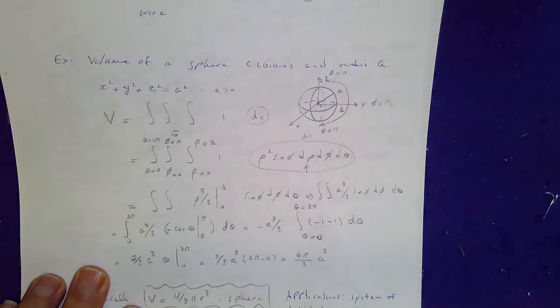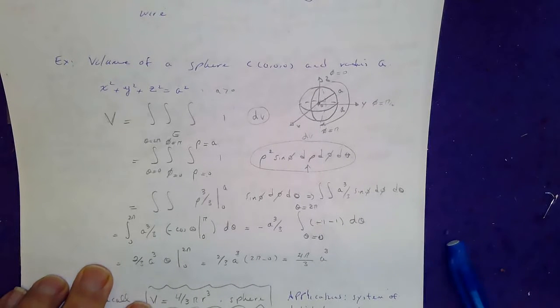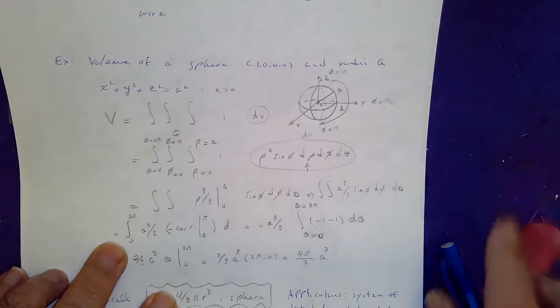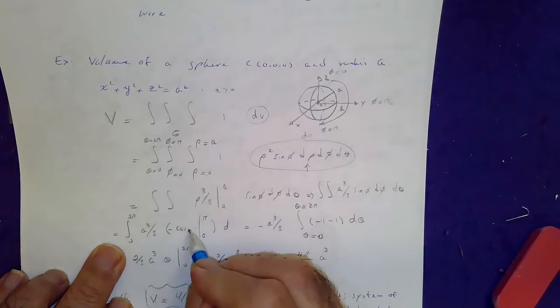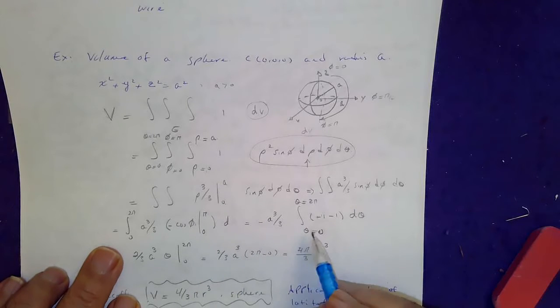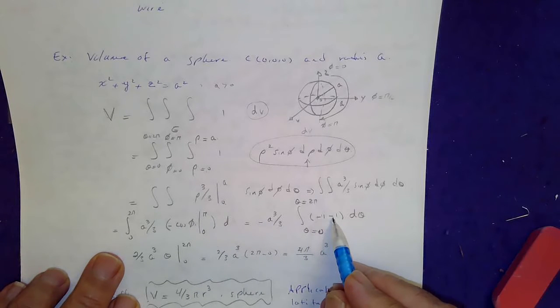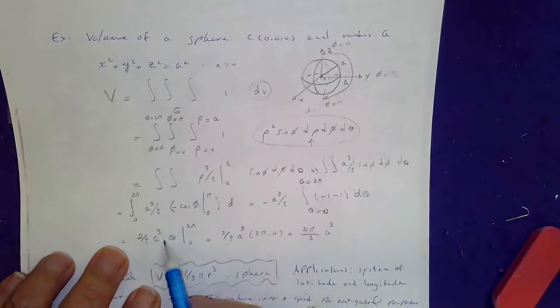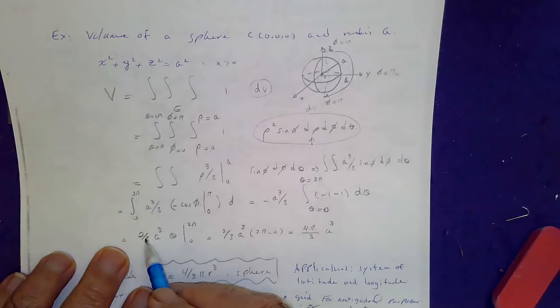This is supposed to read what? Phi, is that right? And phi goes from 0 to pi. So that would be -1 minus 1. But then that's -2 times negative, which gives you positive 2a cubed over 3.